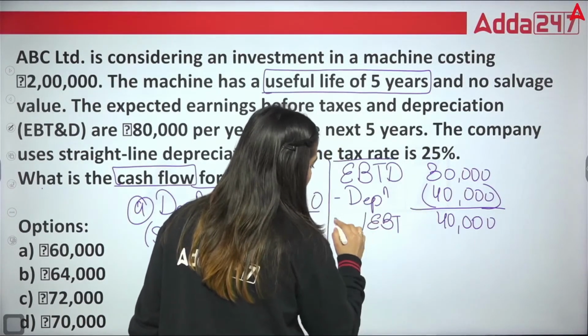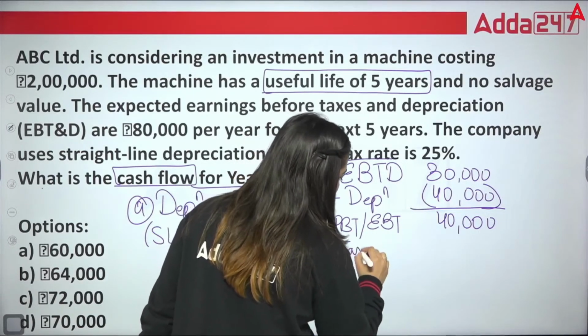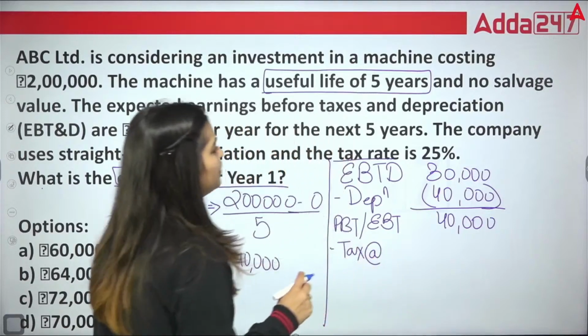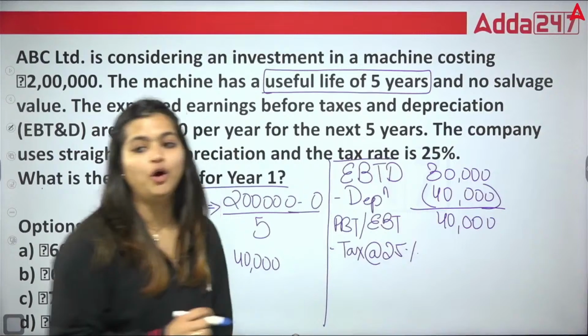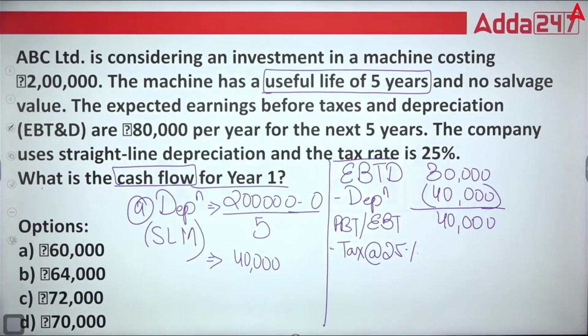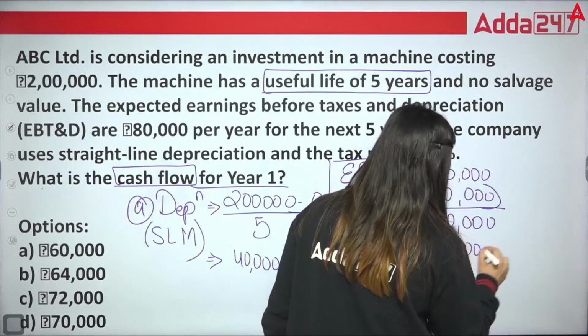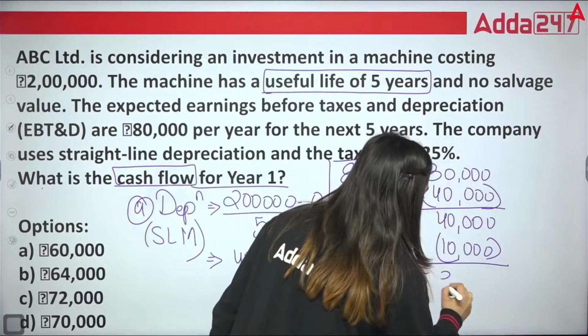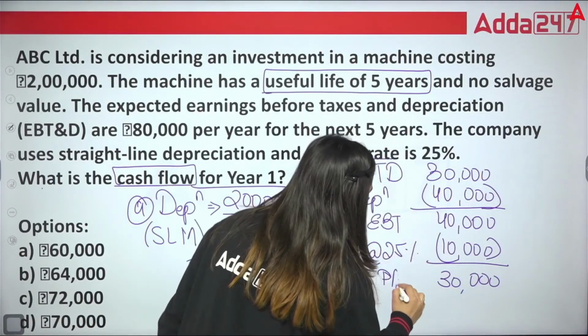Okay? Or you can say profit before taxes. From this we need to deduct the tax amount, and the tax rate is what? 25%. So what is the 25% of 40,000? So if you calculate 40,000, 25%, that is your 10,000. That is your 10,000. So this 30,000 is what? This 30,000 is your profit after tax.